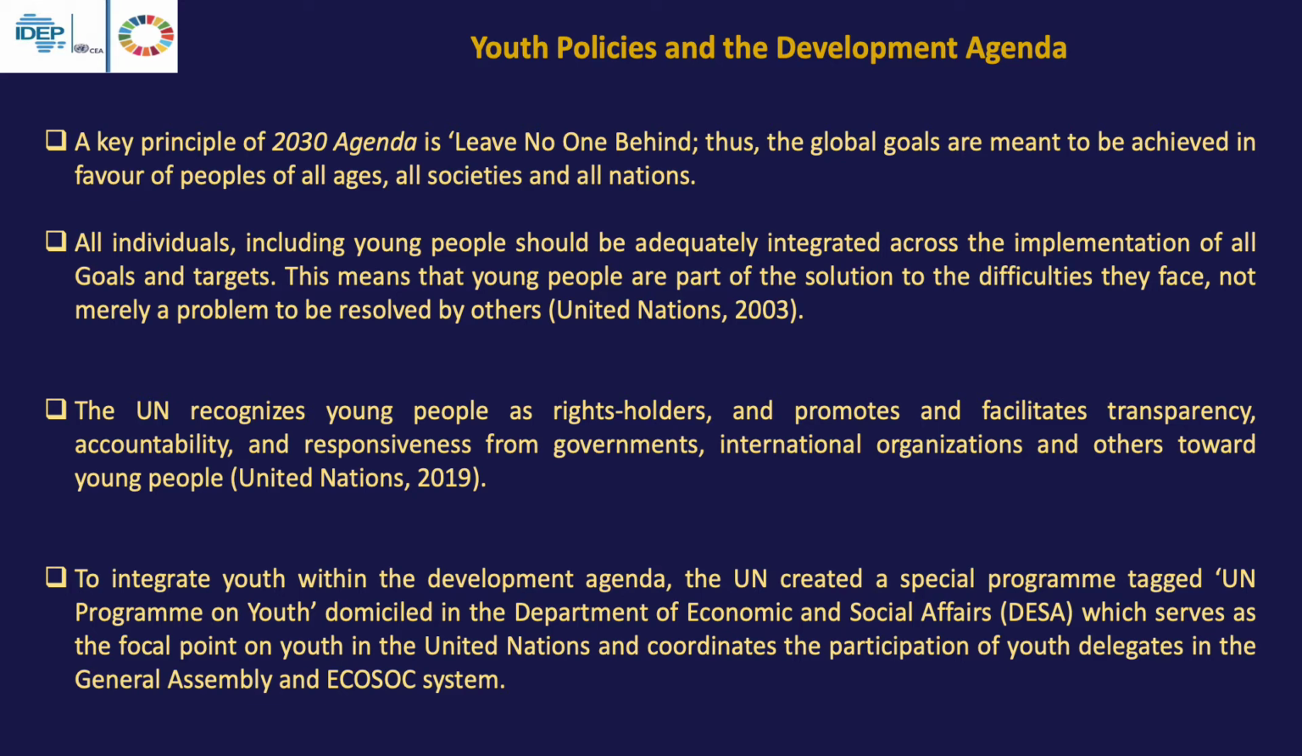Leave no one behind is a key principle of the 2030 Agenda. All individuals, including young people, should be adequately integrated across the implementation of all goals and targets. For the United Nations, this means that young people are part of the solution to the difficulties they face, not merely a problem to be resolved by others. As such, the United Nations recognizes that young people are rights holders and promotes and facilitates transparency, accountability, and responsiveness from its member states, international organizations, and others geared towards youth development.